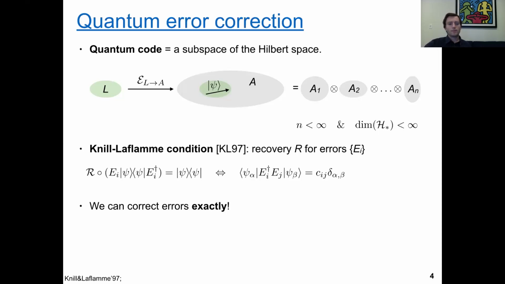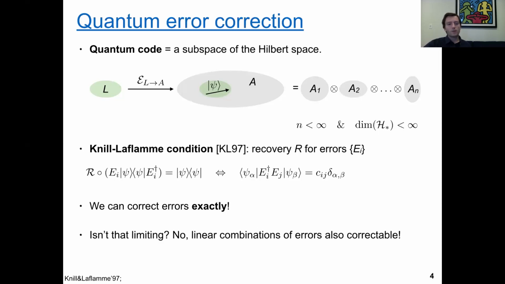And I want to emphasize that this recovery map can correct errors exactly. We can get the encoded information perfectly back. And one can ask whether this approach is not overly limiting, because we just say that the recovery exists for some set of errors. It turns out that this is actually quite broad, because if we can correct some set of errors, then we can correct any linear combination of those errors.